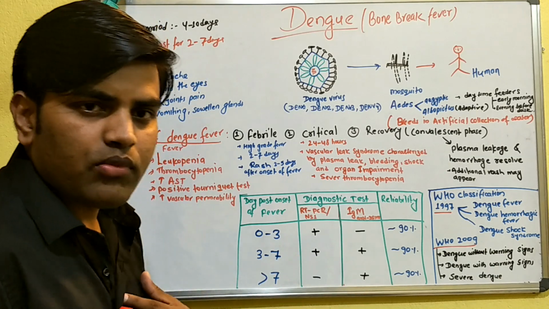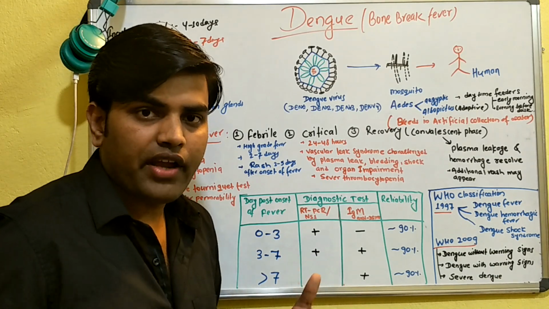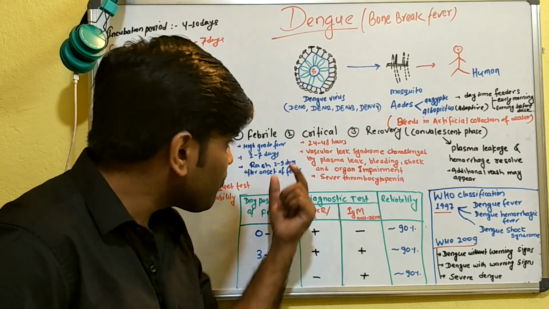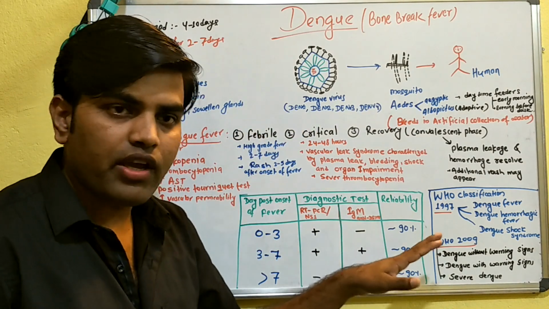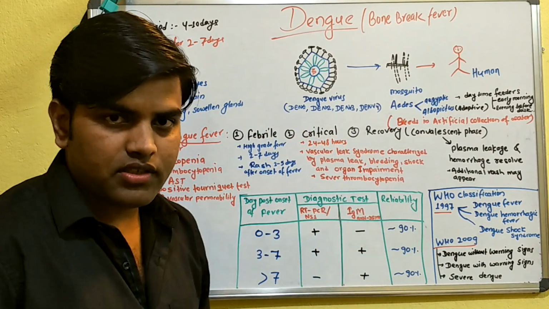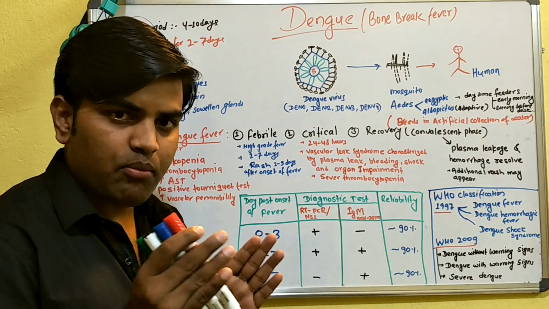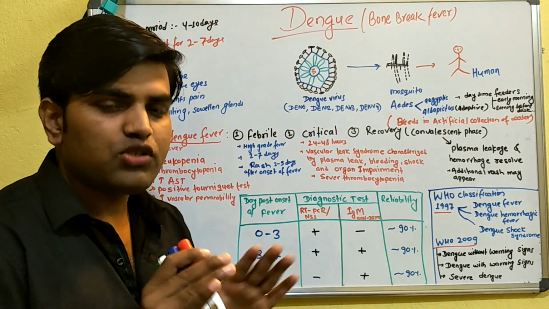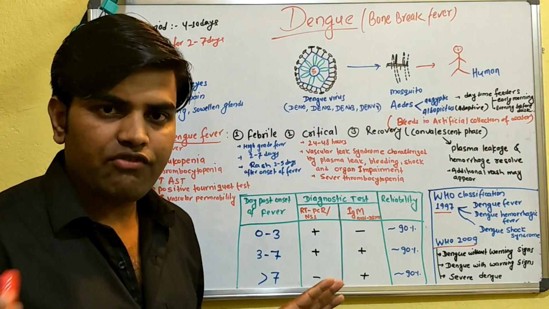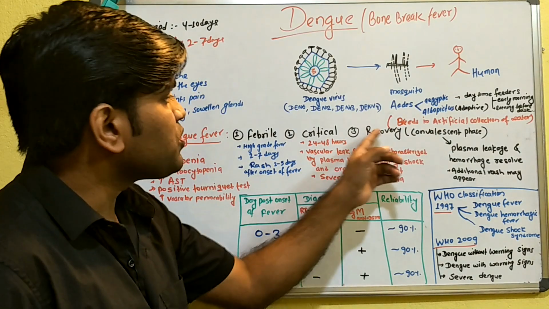So the critical phase is very important, and it occurs after the fever. You say, okay, I'm relieved of the fever, now I am fine. No, after the fever goes away, now comes the critical phase, and that is 24 to 48 hours, and that is a very critical time. If you pass that phase, it means you have survived. You are now okay, fine. Then comes the recovery phase.